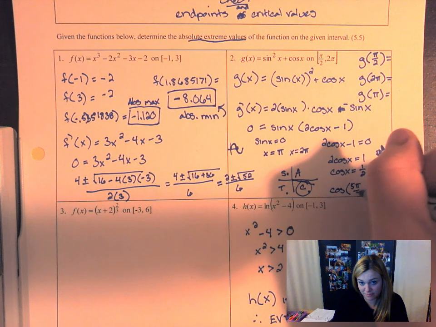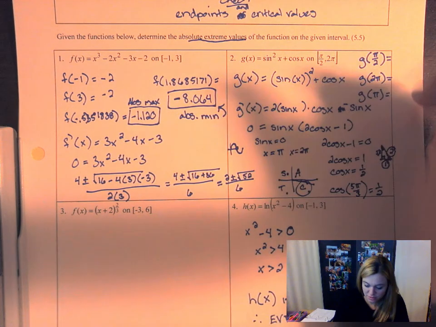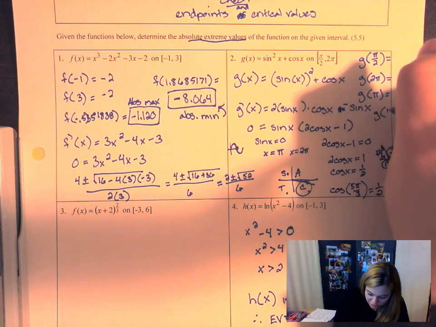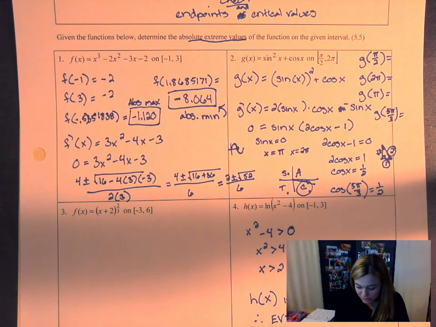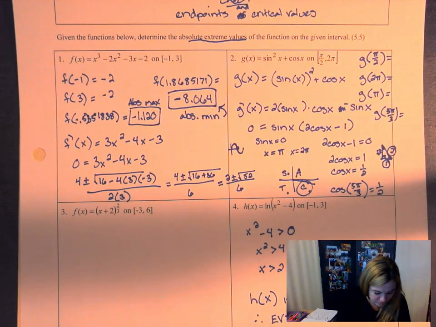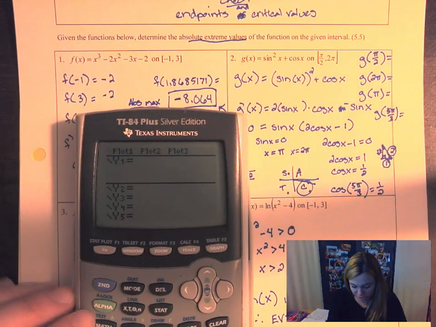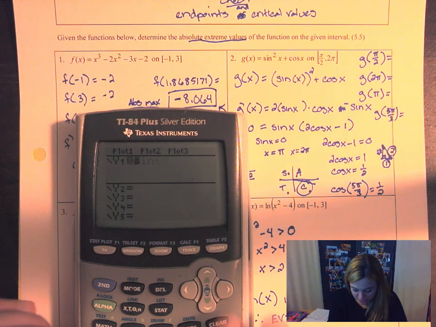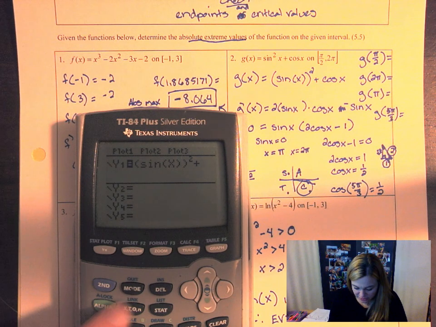Did you get it? Cosine of 5 pi over 3. So here we would put g of 5 pi over 3. And then we go back to this original function and we'd say y equals, be careful how you put this in. I would have put it in parentheses first, sine of x squared plus cosine of x.